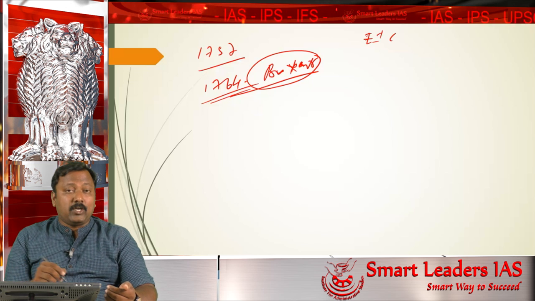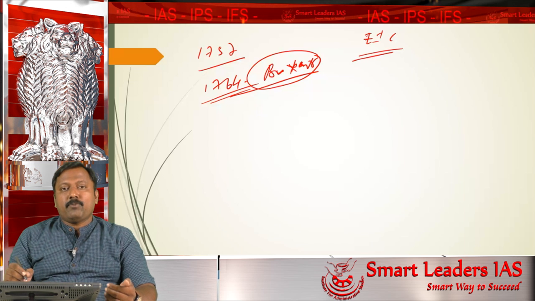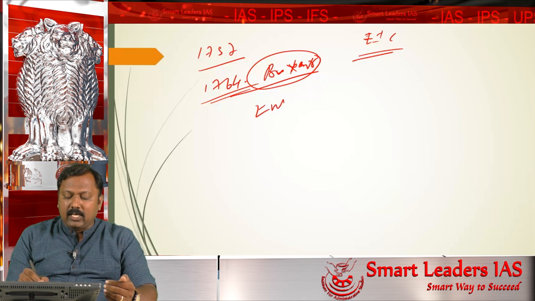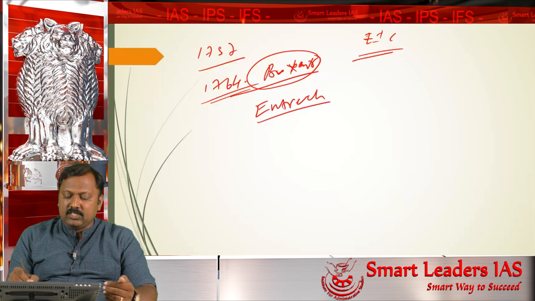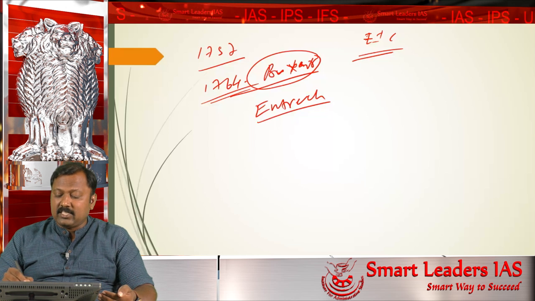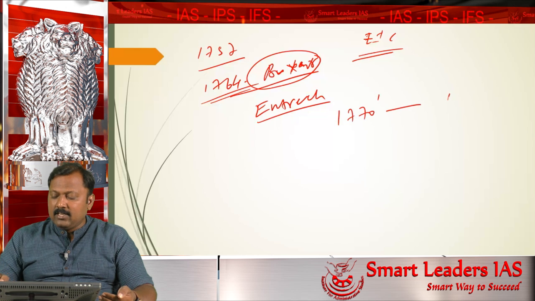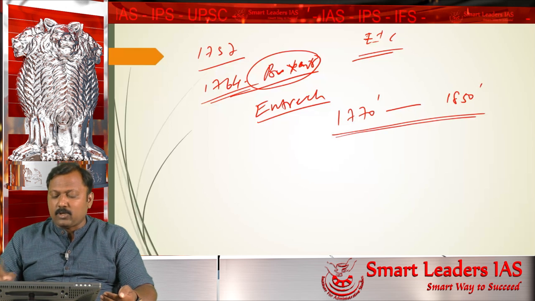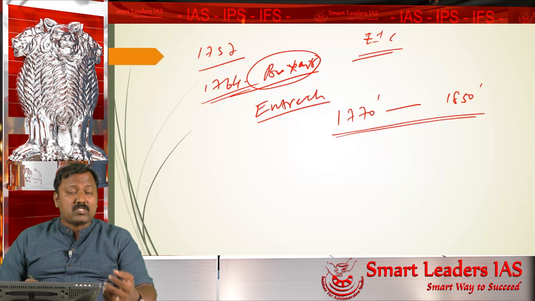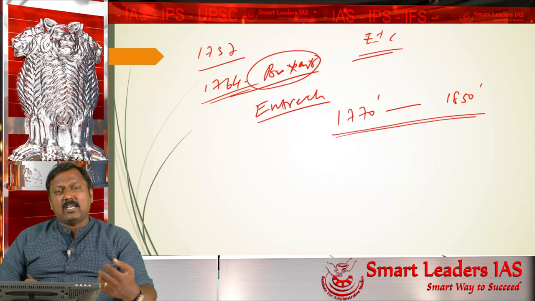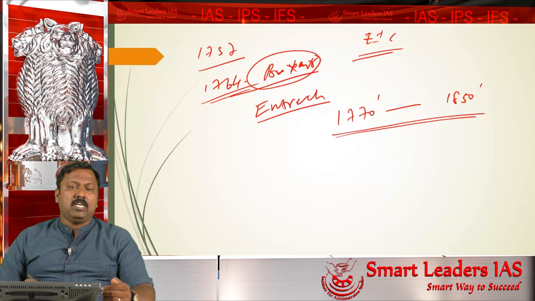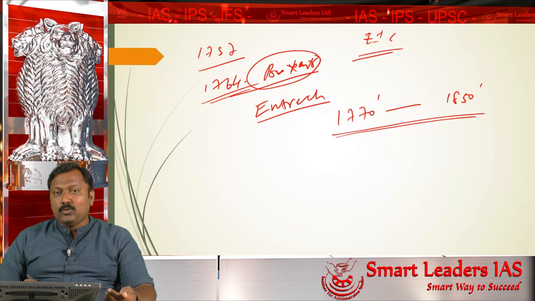Having established their political control, the British East India Company, after entering India, began to entrench in India. An entrenchment process happened for the East India Company from the 1770s to the 1850s. What is the meaning of entrenchment? Entrenchment means they began to take roots. They began to establish their administrative systems so as to continue their domination in India, so as to dominate and rule India.